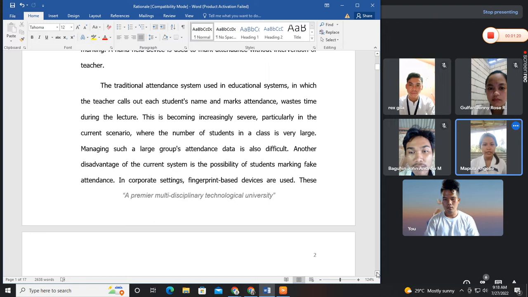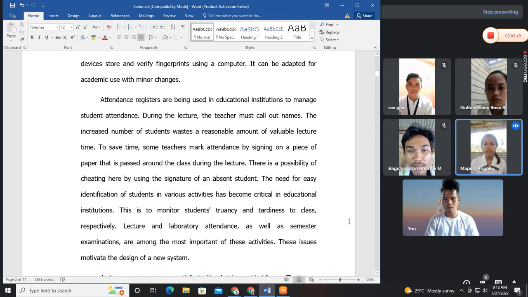Attendance registers are being used in educational institutions to manage student attendance. During the lecture, the teacher must call out names. The increased number of students wastes a reasonable amount of valuable lecture time. So to save time, some teachers mark attendance by signing on a piece of paper that is passed around the class during the lecture. So there is the possibility of cheating here by using the signature of an absent student.